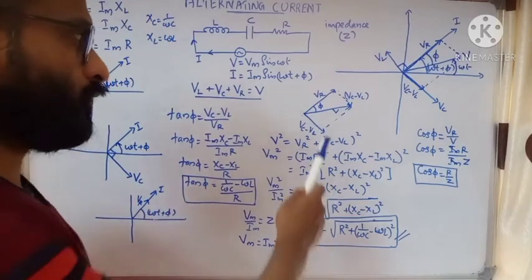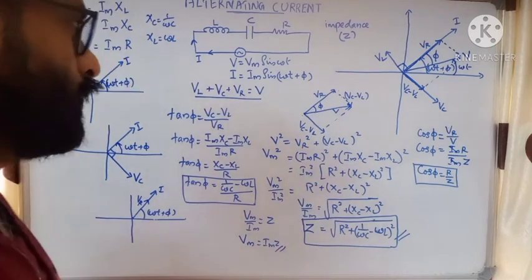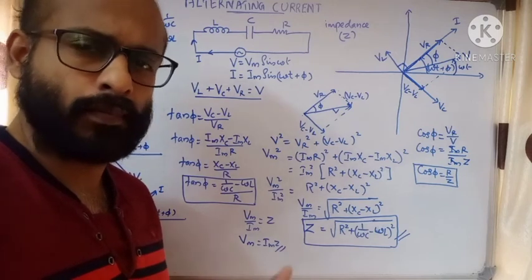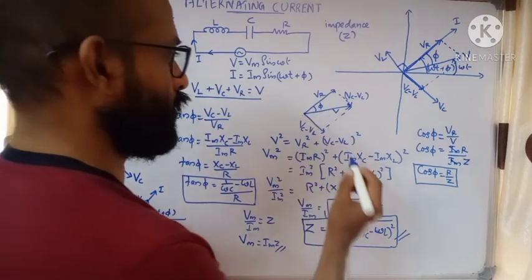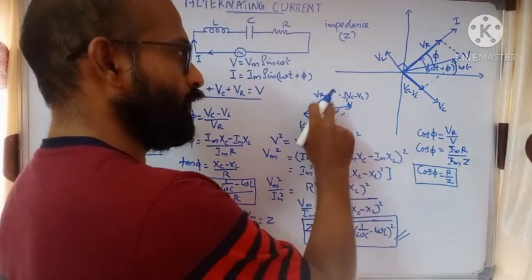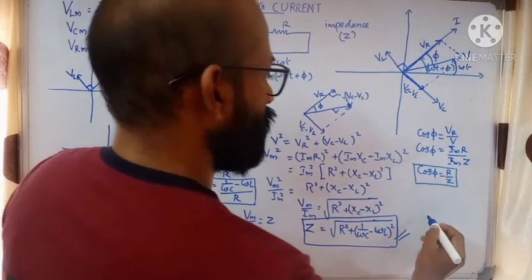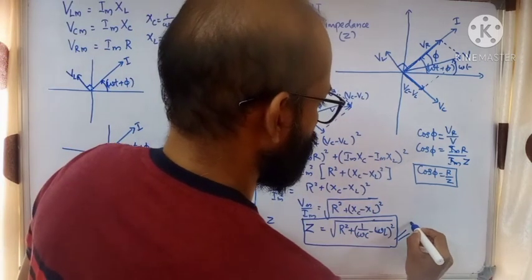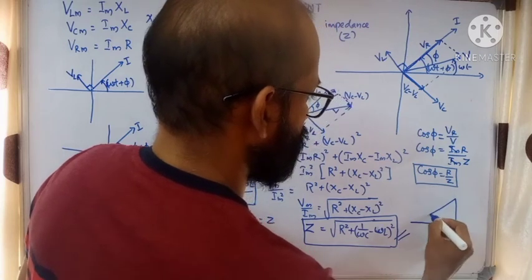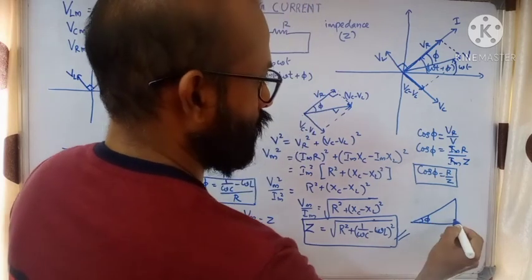Now we can modify this diagram. The same diagram we can modify in another manner, and that triangle is called the impedance triangle or impedance diagram. See, how will you modify this? We have a triangle with an angle phi. It's a right angle triangle, and this angle is 90 degrees. Now we can draw the same triangle here. I'm just drawing a right angle triangle, and this is the angle phi.